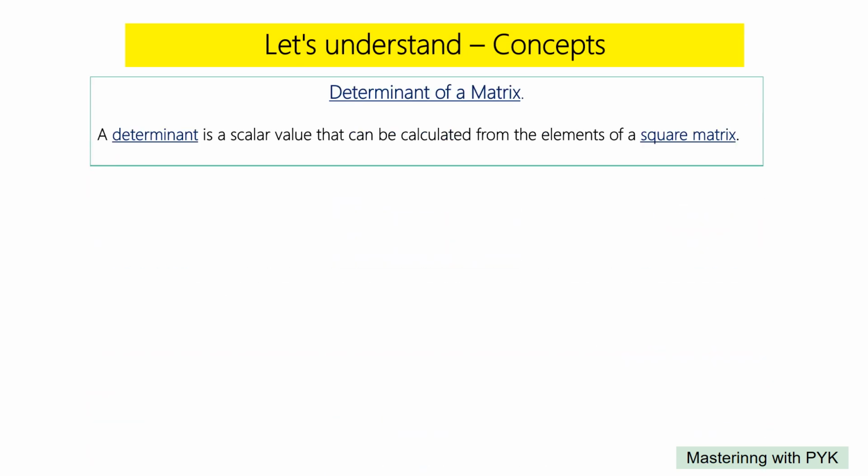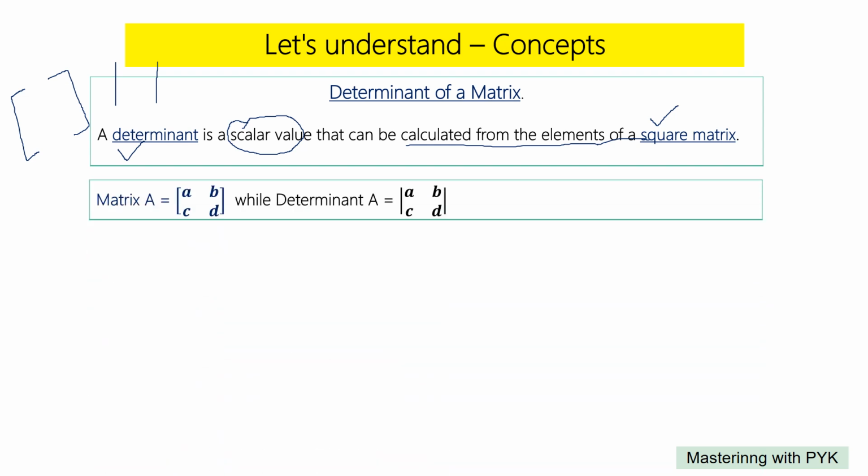So let's understand what determinants are and how we find them. We know that matrices are always denoted by square brackets and determinants are denoted by parallel lines. A determinant is a scalar value, which means it will have a value. It can be negative or positive, and it is calculated from the elements of a square matrix. A determinant can be found only when there is a square matrix. See, this is an example.